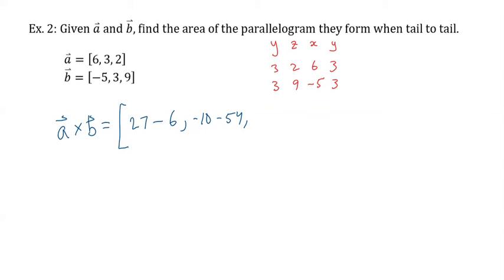What do we do next? We're finding the area of the parallelogram. Seema? Find the magnitude. The square root of (21 squared plus -64 squared plus 33 squared).